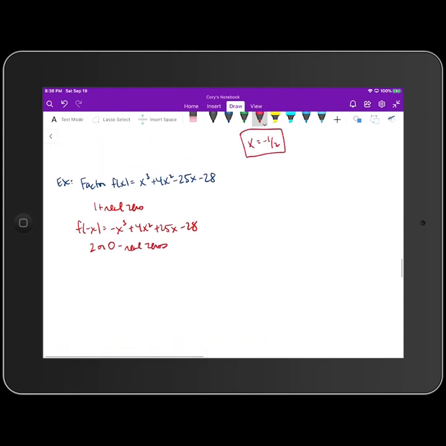Okay, next, we want to get our potential rational zeros, so our p over q values. So our p values are going to be factors of the constant term, which when I go from smallest to largest, that's going to be plus or minus 1, plus or minus 2, plus or minus 4, plus or minus 7, plus or minus 14, and plus or minus 28. Our q value is the factor of our leading coefficient, which are just plus or minus 1. So our p over q values are just plus or minus 1, 2, 4, 7, 14, and 28.